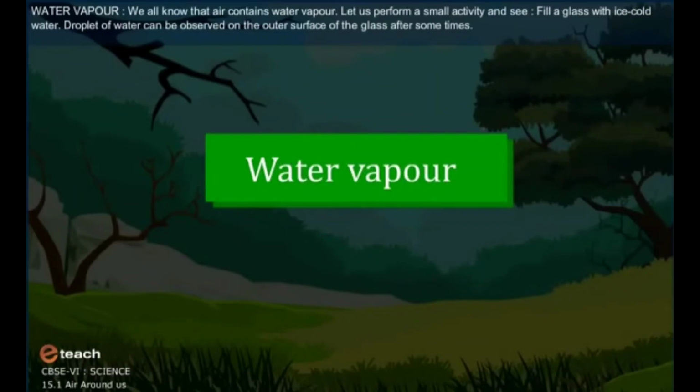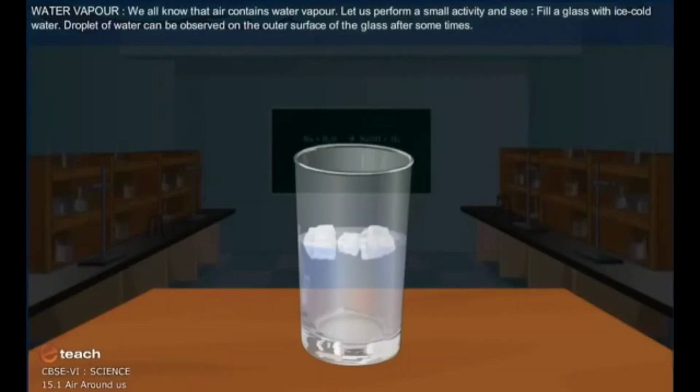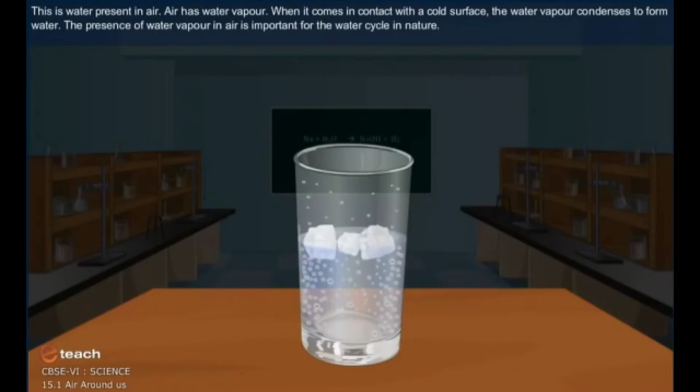Water vapor. We all know that air contains water vapor. Let us perform a small activity and see. Fill a glass with ice-cold water. Droplets of water can be observed on the outer surface of the glass after some time. This is water present in air.